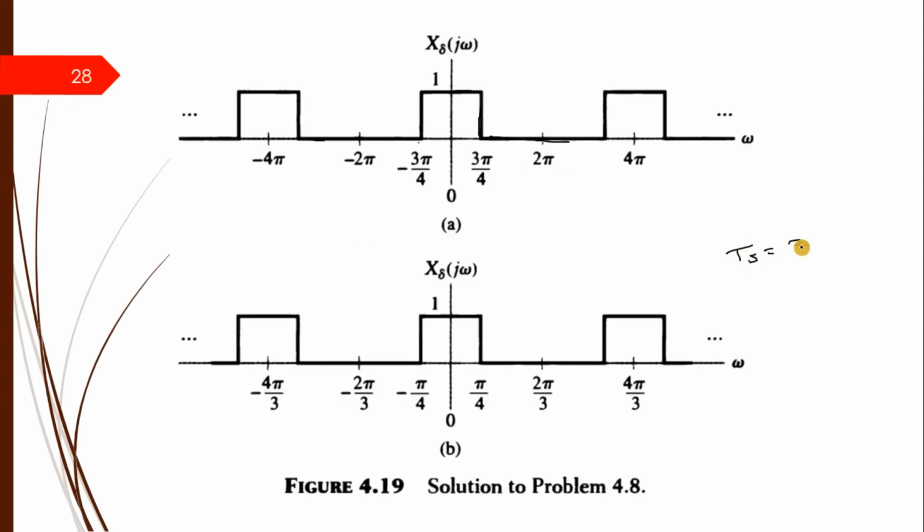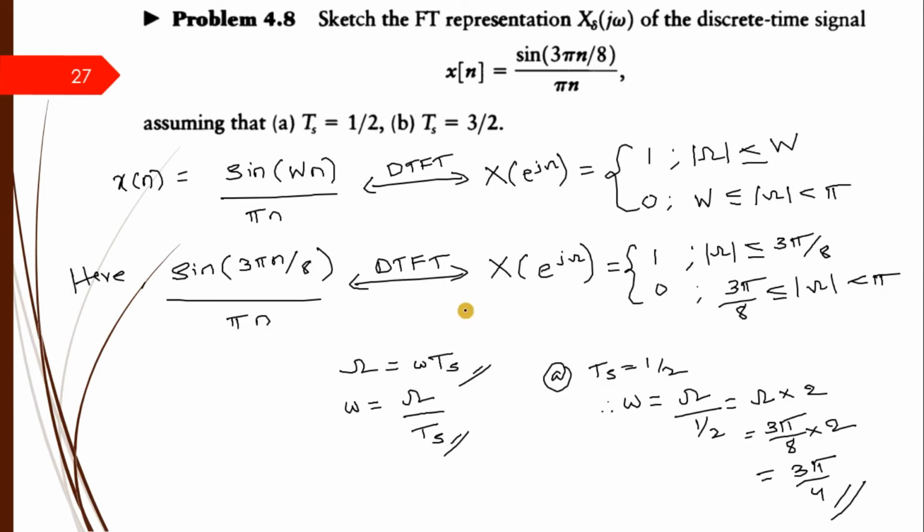Ts equal to 3 by 2. So small omega is equal to capital omega divided by Ts. So this capital omega is 3 pi by 8 into 1 by Ts, which means I reciprocate this, 2 by 3. 3 and 3 cancel. 2 ones are 2, 2 fours are 8. This is equal to pi by 4. So minus pi by 4 to plus pi by 4, you draw the rectangular pulse with amplitude 1. So very simple problems. You need to just apply the things what you have learnt.